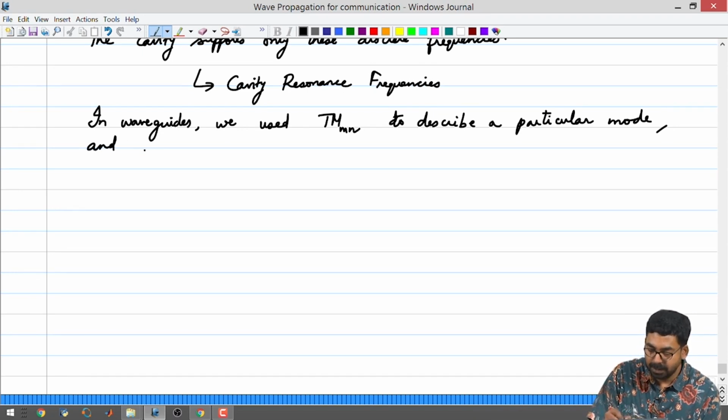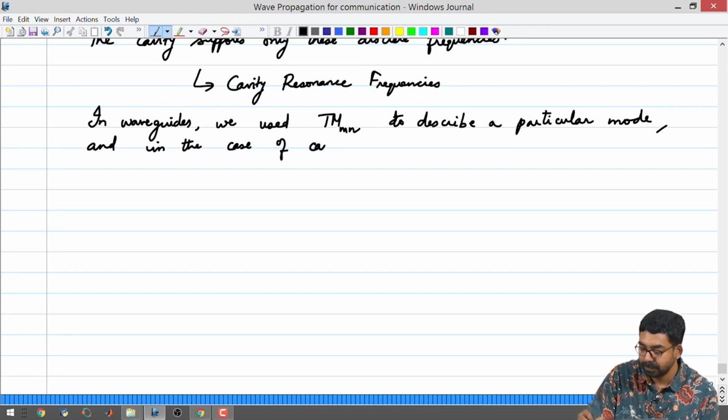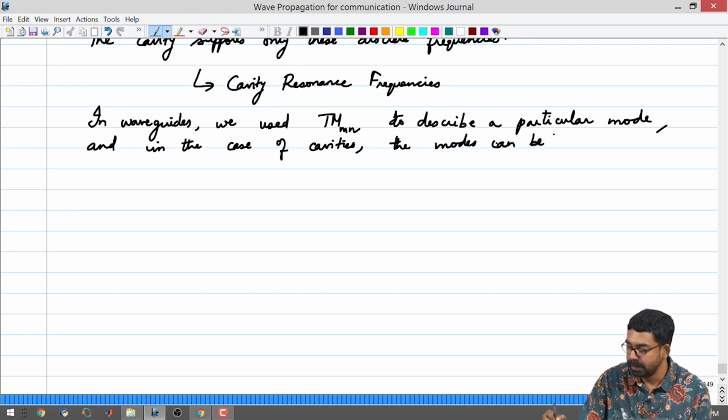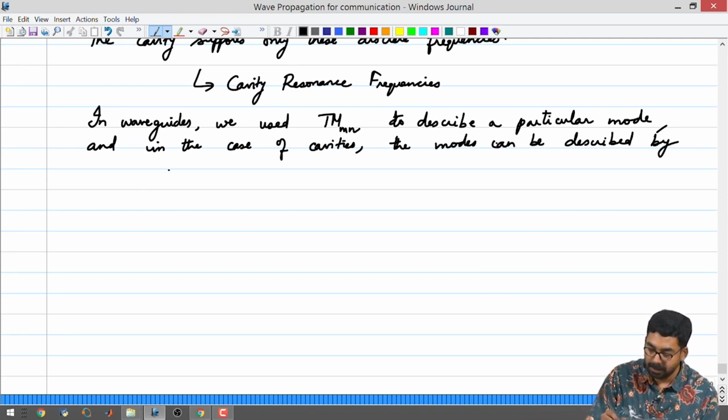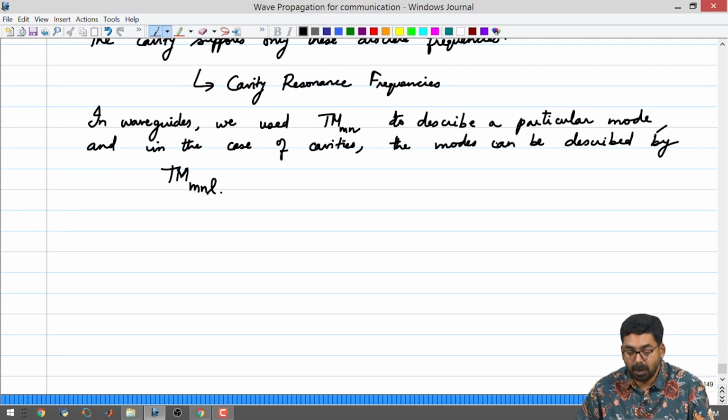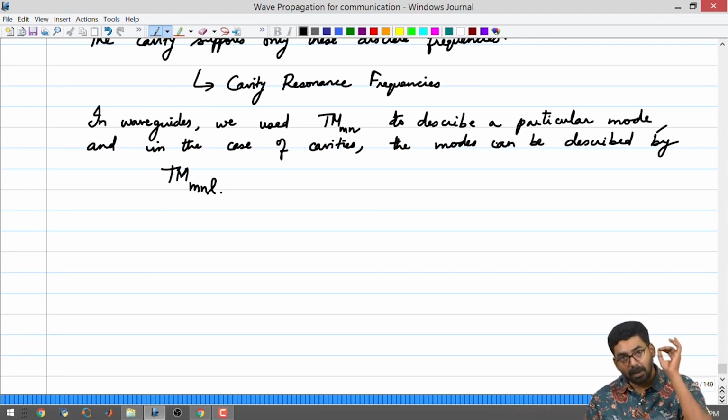And in the case of cavity, the modes can be described by TM mnl. You just need 3 subscripts to describe what standing wave patterns you are talking about. M will tell you the number of standing wave half cycles that you have along the horizontal direction. N will tell you the number of half cycles along the vertical direction. L will talk about the number of half cycles you will be having in the longitudinal direction.